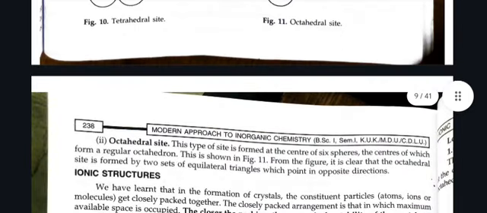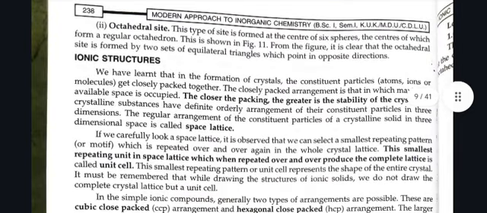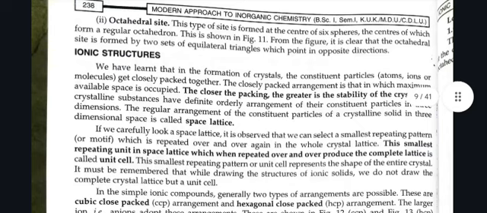Octahedral site. This type of site is formed at the center of 6 spheres, the centers of which form a regular octahedron. This is shown in figure 11. From the figure, it is clear that the octahedral site is formed by 2 sets of equilateral triangles which point in opposite directions. Ionic structures.